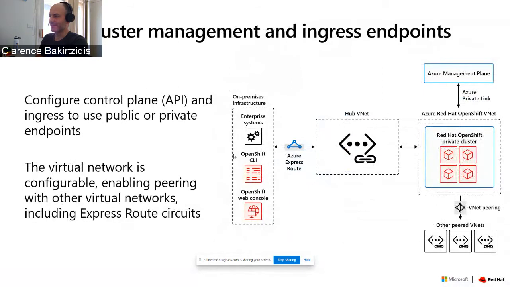Now, from a networking perspective, everything runs on Azure Virtual Networks. So you can peer your ARO cluster with other services that are running in other VNets. So for example, you might be running Azure VMs or other services in those VNets, and you can basically address those through peering, as well as accessing on-premise networks through ExpressRoute or VPN gateways.